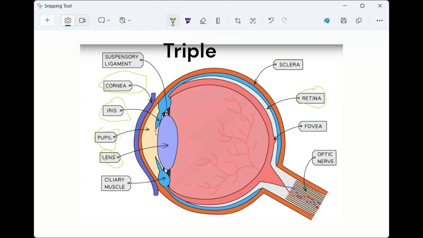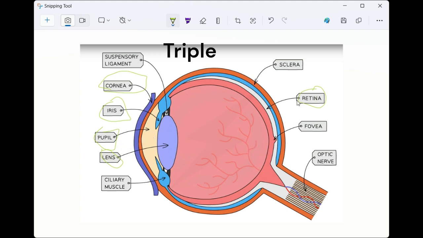The pupil is the hole which allows the light to come inside. Your iris controls how big your pupil will get. So if it's a bright light, your iris will cause the pupil to close. Or if there's very little light, your iris will cause your pupil to widen and open up so you can take in more light.